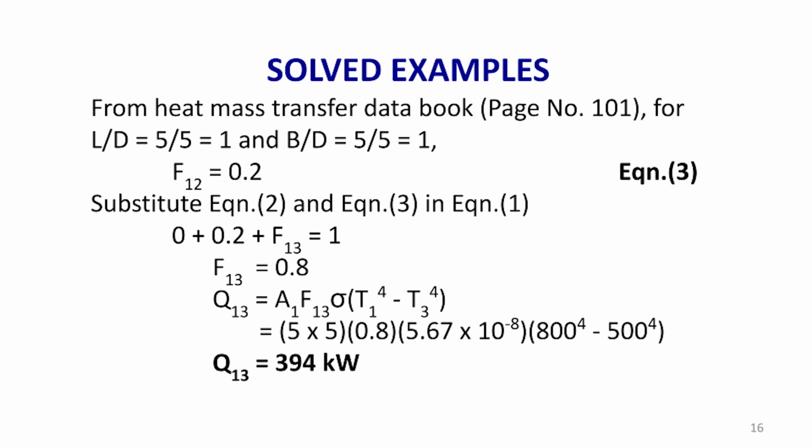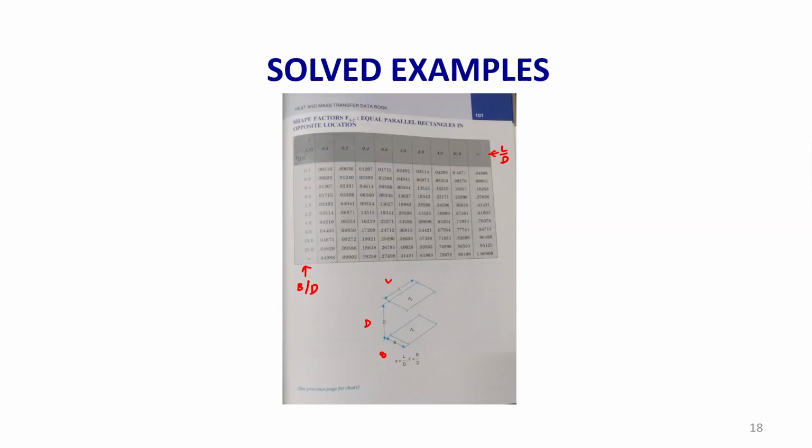L by D, the dimensions are same, so L by D is 1, and B by D is also 1. Now, corresponding to L by D equal to 1, this is the row with 0.1, 0.2, 0.4, 0.6, and similarly B by D equal to 1 is this one. So, at the intersection, I am getting this value. So, that value only.